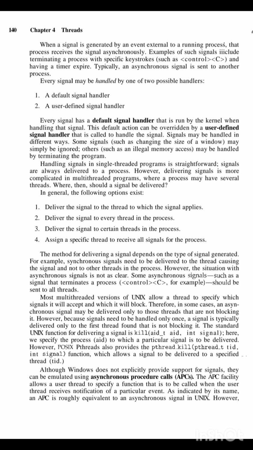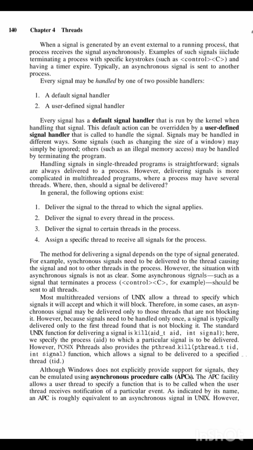Handling signals in single-threaded programs is straightforward. Signals are always delivered to a process. However, delivering signals is more complicated in multithreaded programs, where a process may have several threads. Where, then, should a signal be delivered? In general, the following options exist. Number one, deliver the signal to the thread to which the signal applies. Number two, deliver the signal to every thread in the process. Number three, deliver the signal to certain threads in the process. Number four, assign a specific thread to receive all signals for the process.